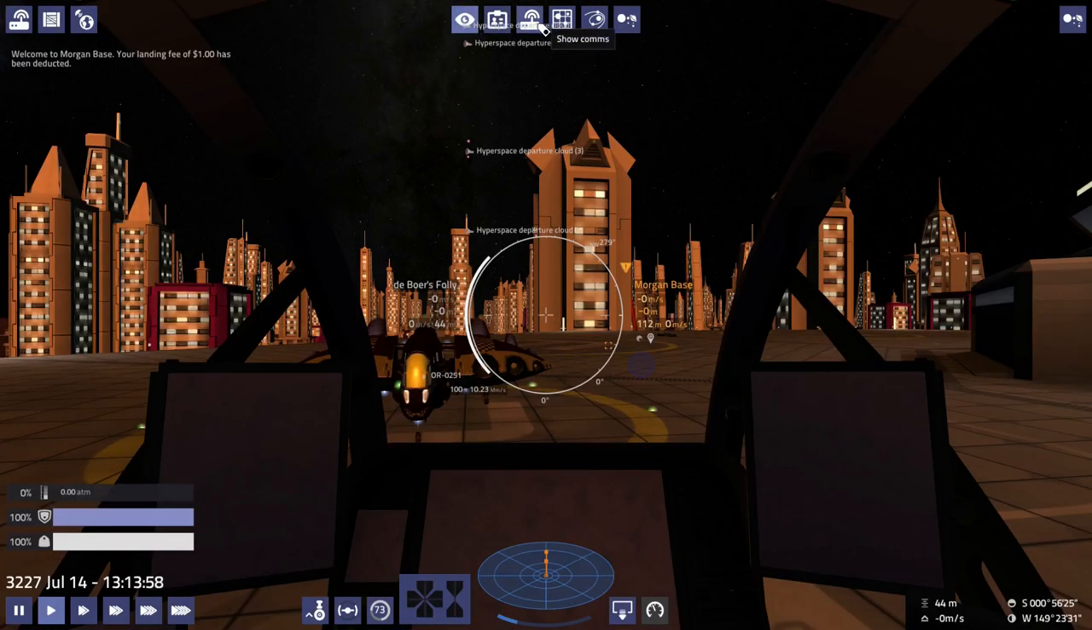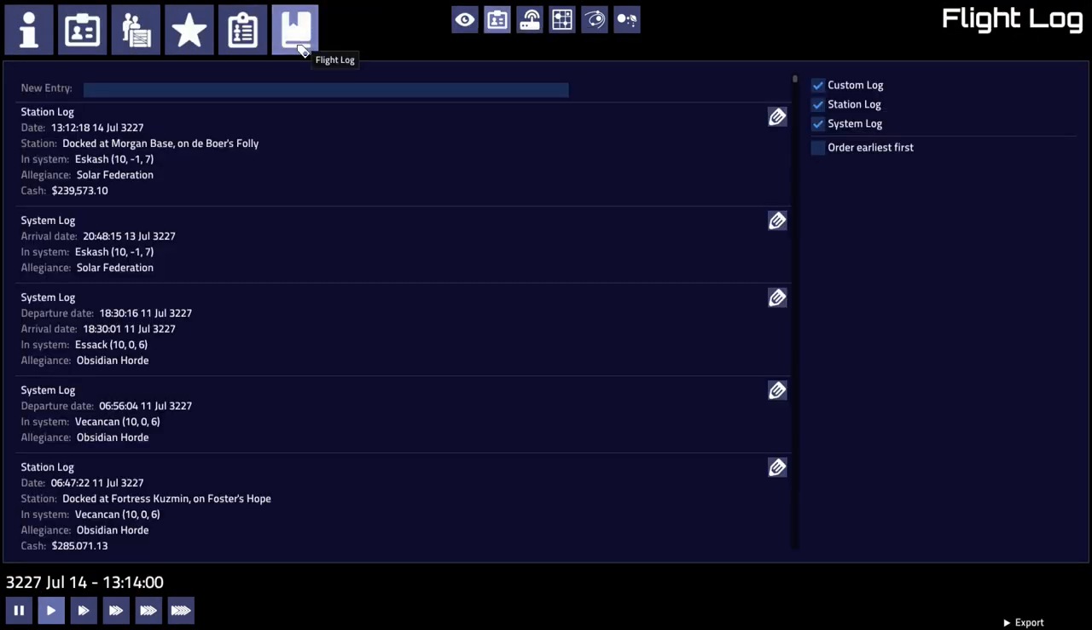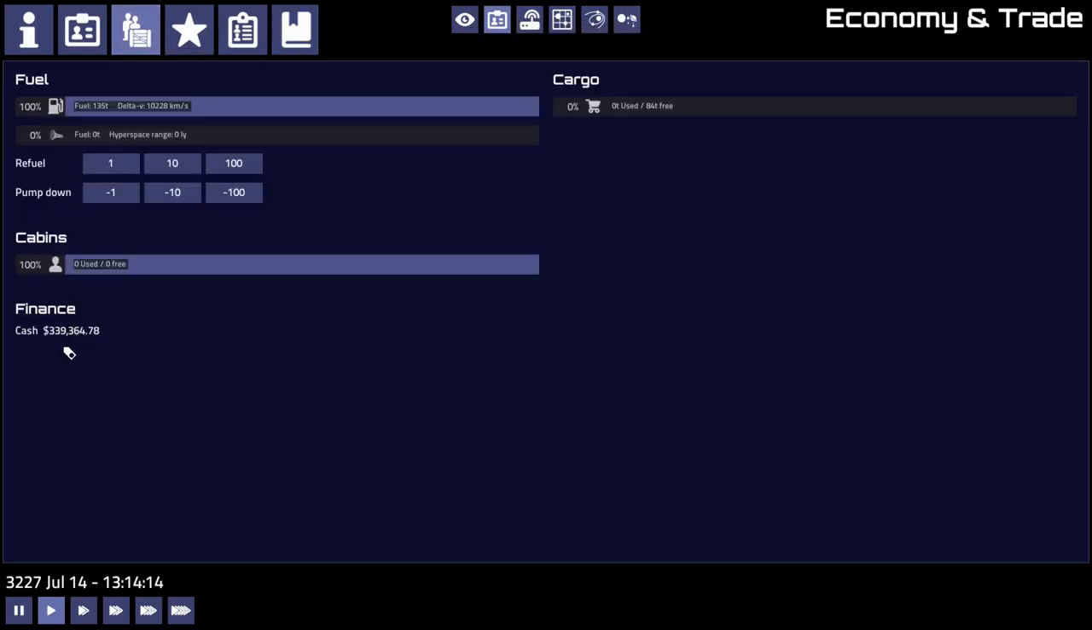Oops, wrong place. Let's see, where are we? Comms? No. There it is. Flight logs. Alright, so we docked with 200,039 credits. We ended up with 300,039 credits. So, selling these weapons of mass destruction has earned us 100,000 credits. And since we paid some 45,000 credits for them, that means we have earned, wow, 55,000 credits in profit.